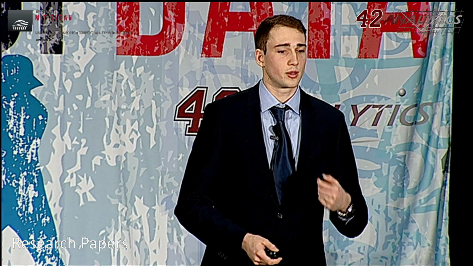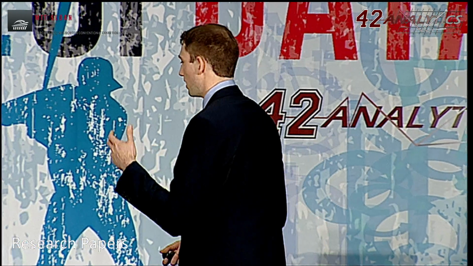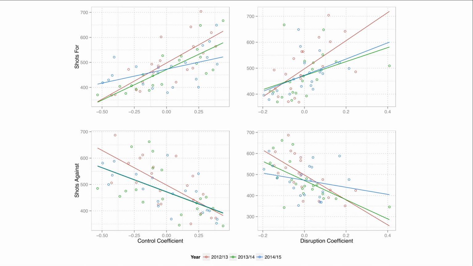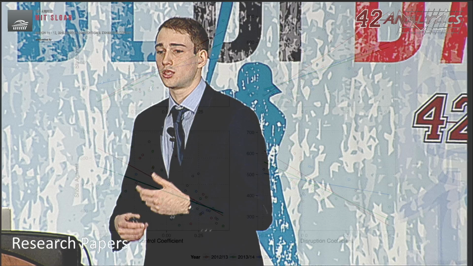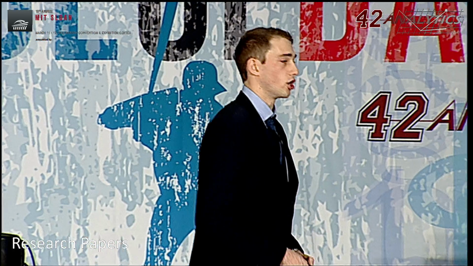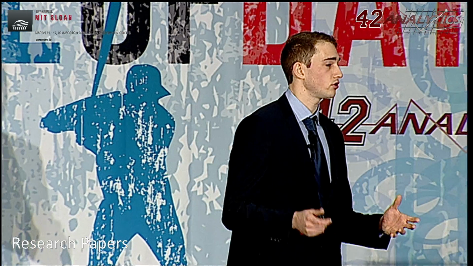So to give you an idea of how this relates to something we're all familiar with, this is a comparison with the number of shots each team took and had taken against them. And you can see there's this strong positive correlation between shots for and both our coefficients. And this makes sense, right? Because if we're better able to control the ball, we're more likely to take shots. And this correlation is reversed when we look at shots against. If we're able to disrupt our opponents, they're going to take fewer shots against us. Okay, so now that we have an understanding of what this metric means, let's look at how the top team fares.